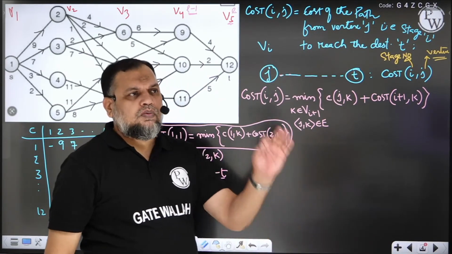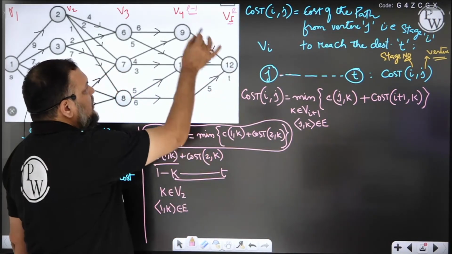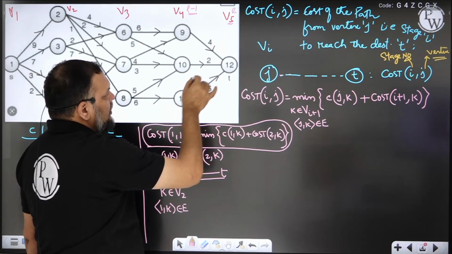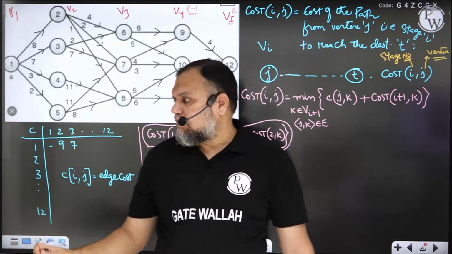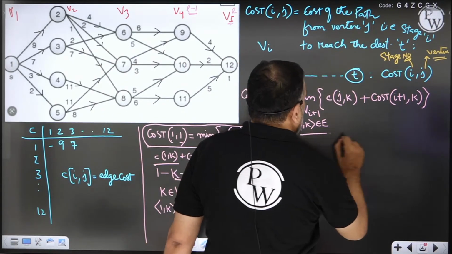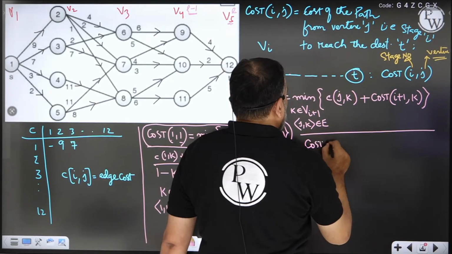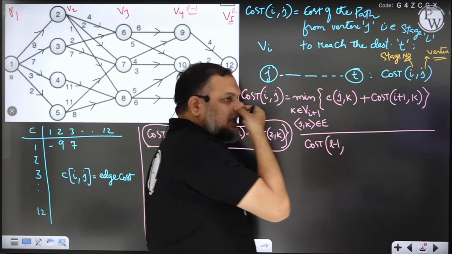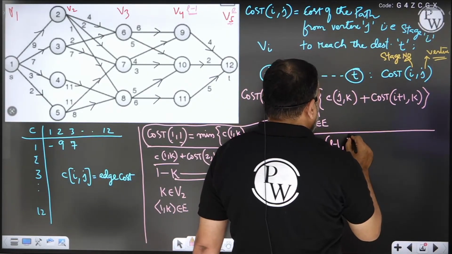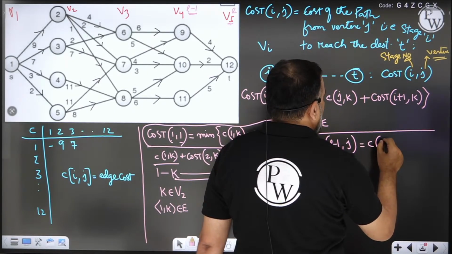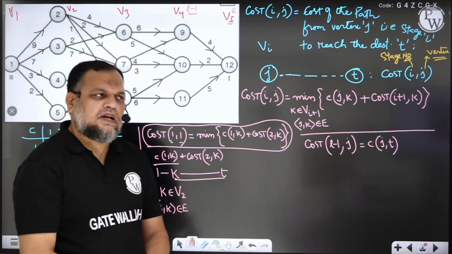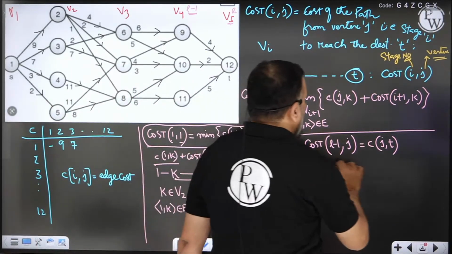Again I repeat, vertices that are present in the last but one stage are connected to the destination directly by means of an edge, and the edge cost is given by our matrix C of i, j. So how will we write this? Cost of L minus 1, j, where L is the number of stages and j is any vertex in the L minus 1 stage, will be nothing but C of j comma t, the edge cost from j to t. Correct, right? So this will be your boundary condition.